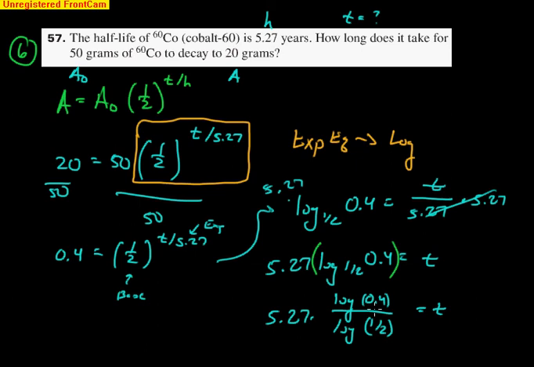And I get 1.32 something. I'm going to take that and times it by 5.27. And the answer I get rounds to about 7.0. So it's about 7 years. So it'll take about 7 years for this 50-gram sample to decay to 20 grams.